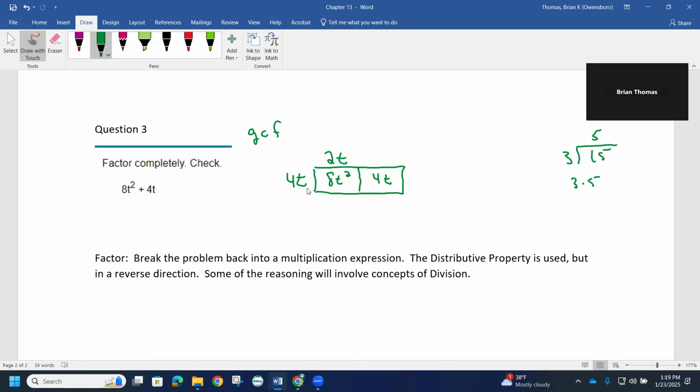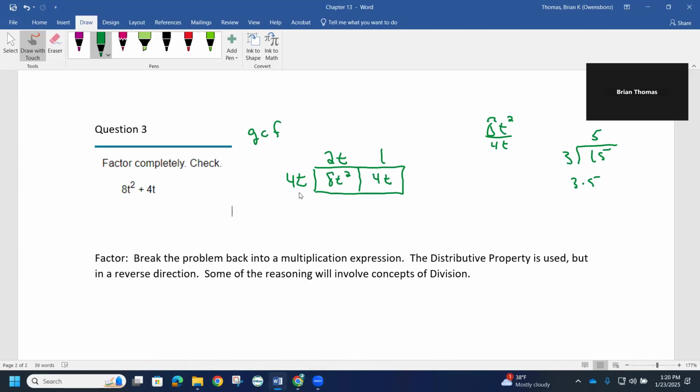So essentially what I'm doing is dividing 8t squared by 4t, but I'm really using multiplication as opposed to division to do this. I'm asking myself, what times 4t gives me 8t squared? So if I do move to this next expression, what times 4t gives me 4t? Well, that'd have to be a 1. 1 times 4t is 4t.